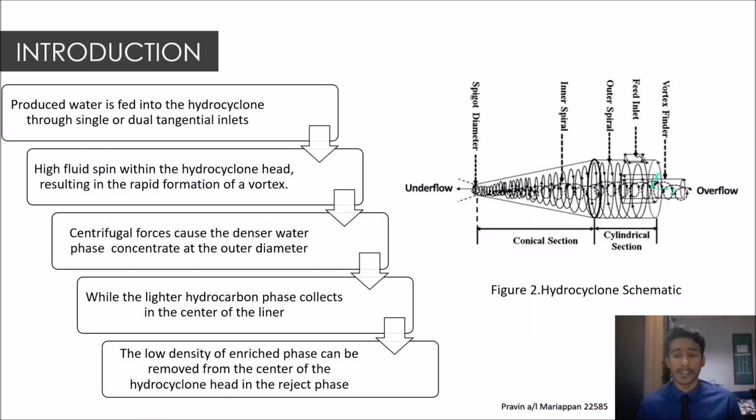Now let's look at how this equipment works. So first, the water or the crude oil is fed into the inlet, which is here. And the shape of the inlet induces a high fluid spin, resulting in rapid formation of a vortex. So when this happens, centrifugal forces cause the denser water to concentrate on the outer diameter, which is around here, and also the lighter hydrocarbon phase to collect in the center of the equipment, which is here. So this low density enriched phase can be removed from the center of the hydrocyclone head in the reject phase.